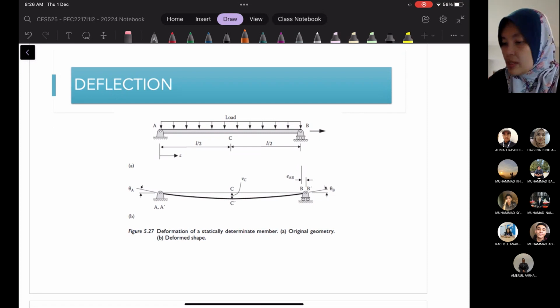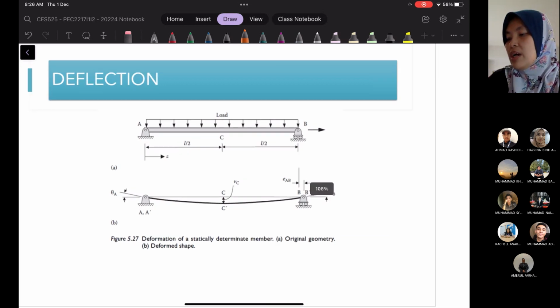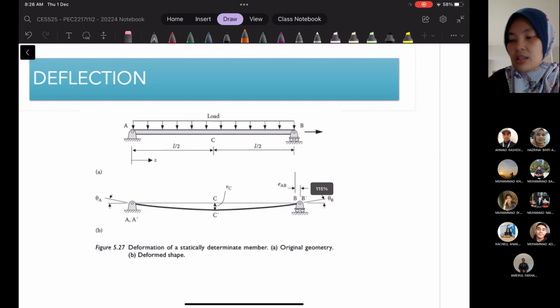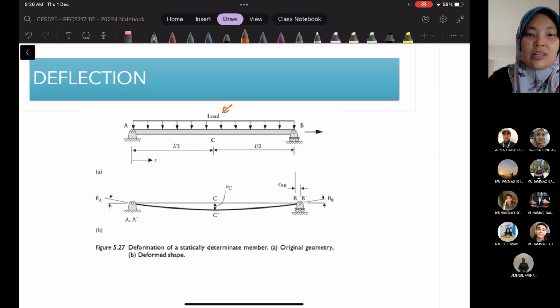This is one example showing the deformation of a statically determinate member. In the first figure, figure A, this is the original geometry, where we have the supports and also the loads acting on the beam. When these loads are applied to the beam, it will have the tendency to deflect. This is figure B, where we can see the deformed shape.